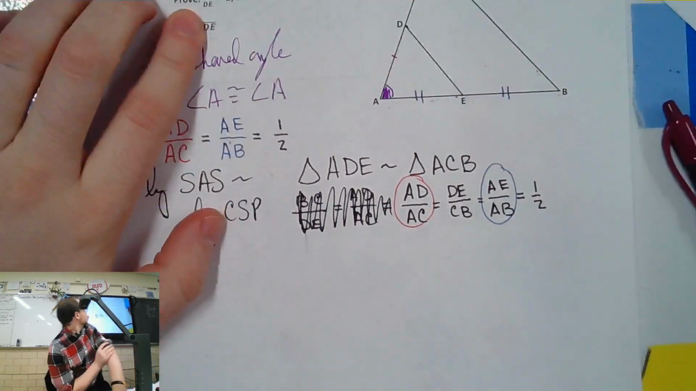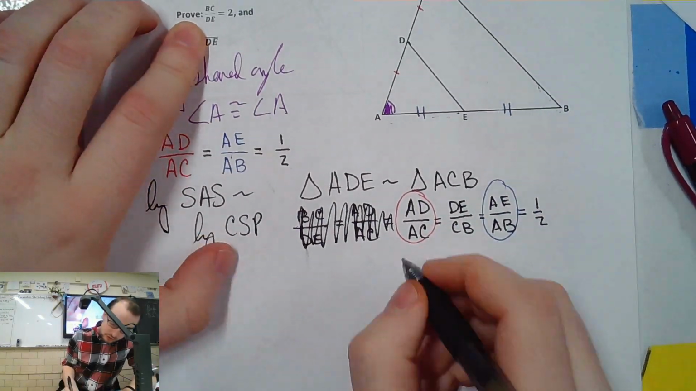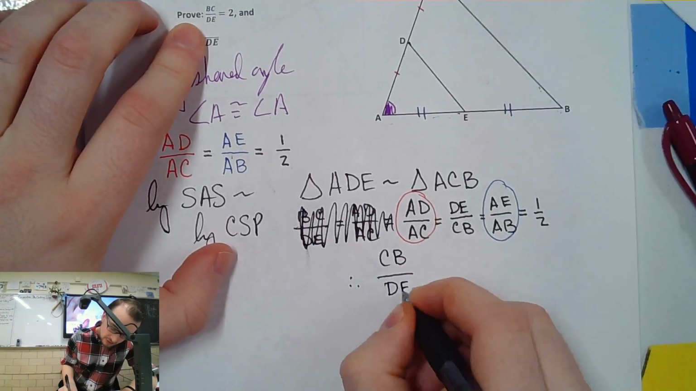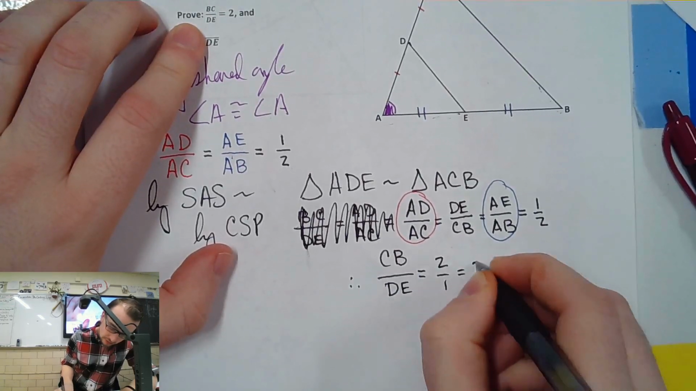Now they wanted it to equal 2. We just got to flip it, so we're going to write that therefore, and you can use the therefore symbol if you want, CB over DE equals 2 over 1, which of course equals 2.